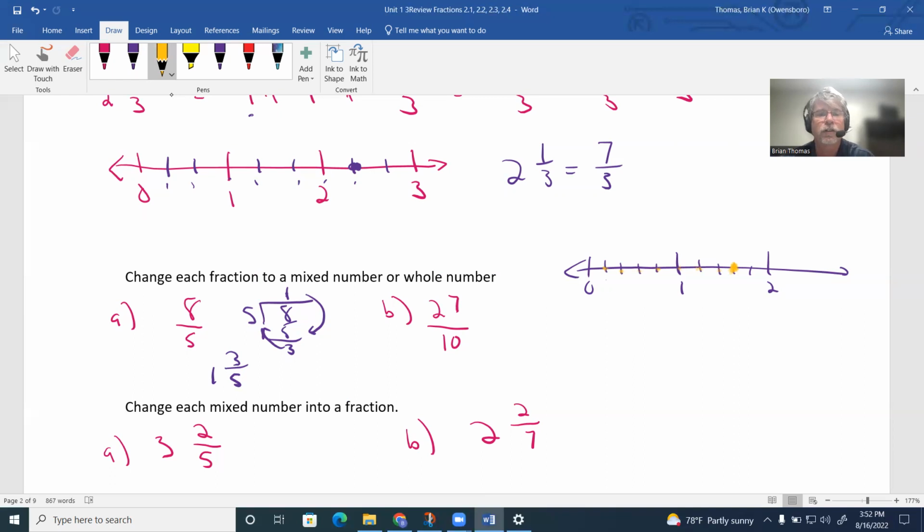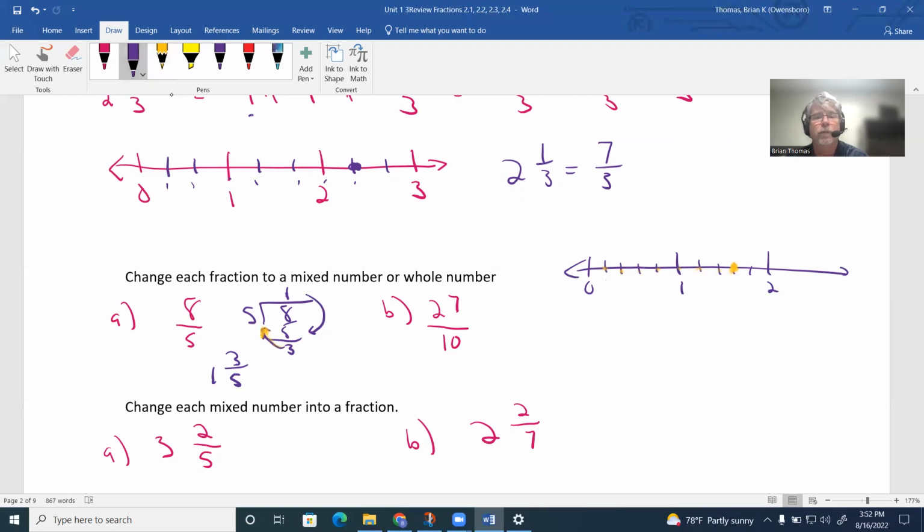But notice how it's easier to actually divide. So when you do 5 into 8, you get the whole number up at the top. The remainder is going to be down here at the bottom. And then notice that the 3 becomes the numerator and the 5 becomes the denominator.